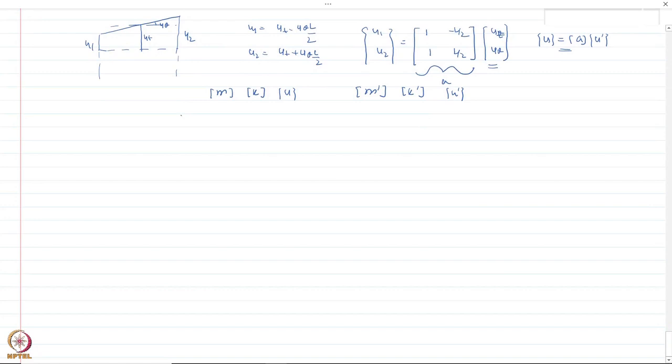Okay, I can substitute this formulation. And your stiffness would basically become K dash equal to transformation matrix transpose times this K times transformation matrix, and M dash is transformation matrix transpose times the initial mass matrix times the transformation matrix. Okay, so these two systems are related, and they represent the same system, and we can switch from one system to the other system by utilizing these equations.